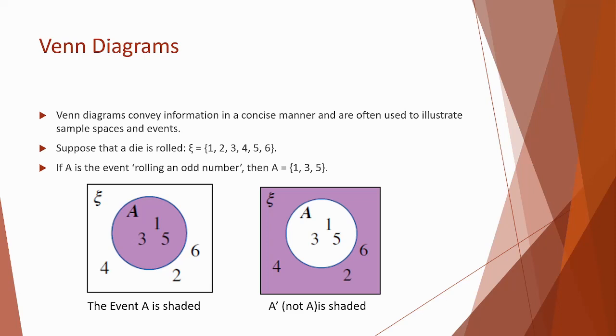So on the left hand side, I've drawn a Venn diagram and I've shaded the event A, showing those events, and I've made sure that it's in a box to show all of that sample space. So we put the box around to show the sample space, and we draw the events as circles in the Venn diagram. On the right hand side, we're showing the complement of A or not A, and this is shading the area outside of that event circle.